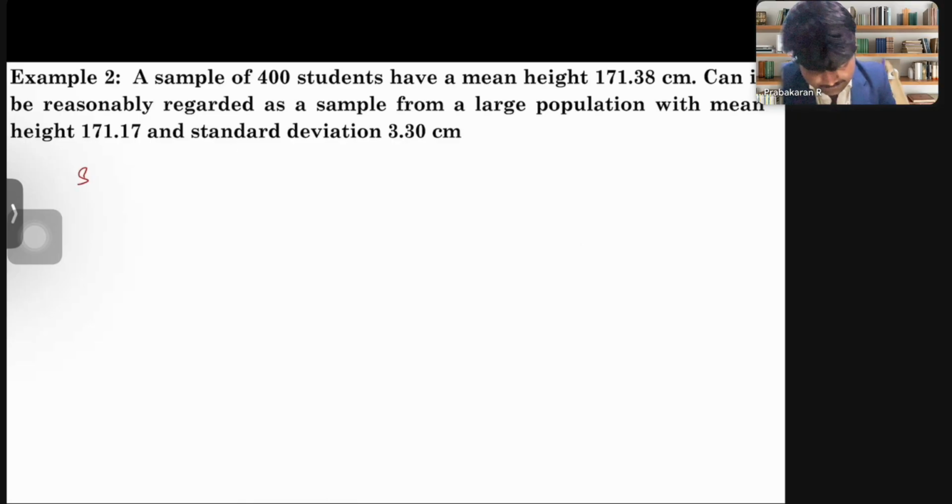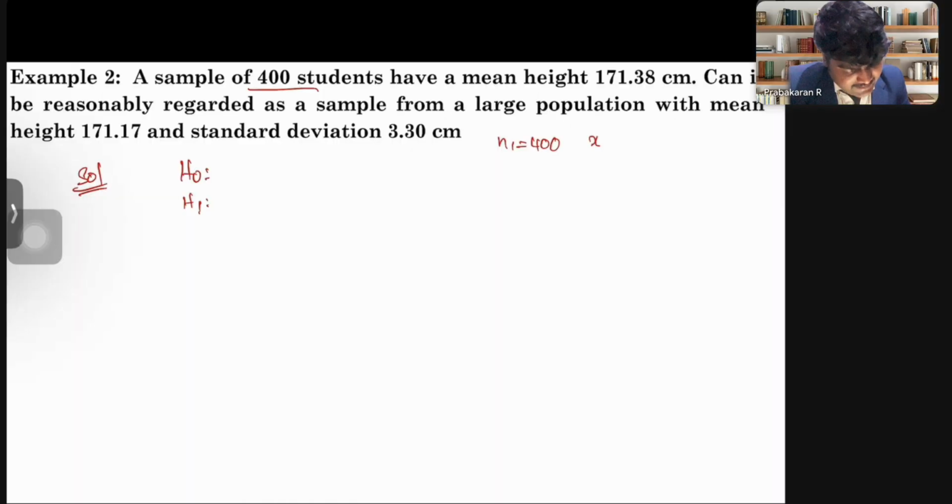The same way, we can write the H0 as null hypothesis in this. Before that, first understand the question. The sample size is n1 is 400 and mean is 171.38, and they have not given standard deviation in the sample. Instead, they have given, can it be reasonably regarded as a sample from the large population?